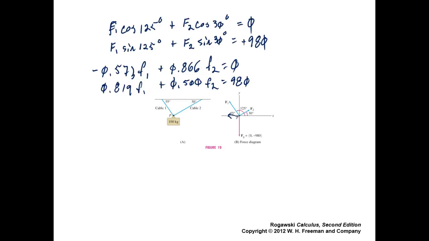Okay, and I know it's messy, but it's doable. You can multiply the top equation by 0.819 and the bottom equation by 0.573 and come up with new equations, and you'll eliminate that, and whatever you have over here, go to town with it. Basically what this tells you is 0.866.